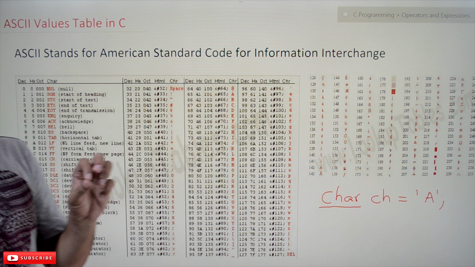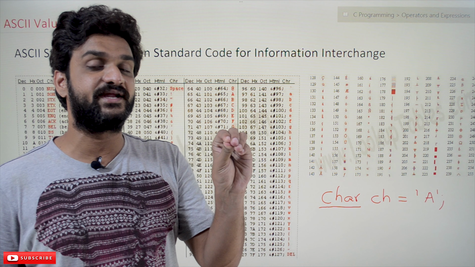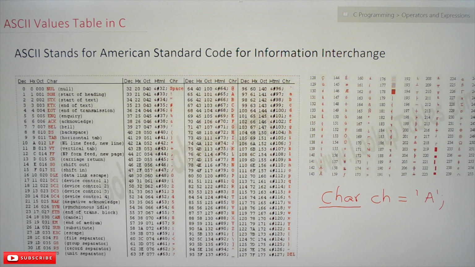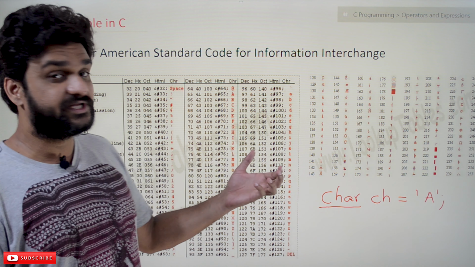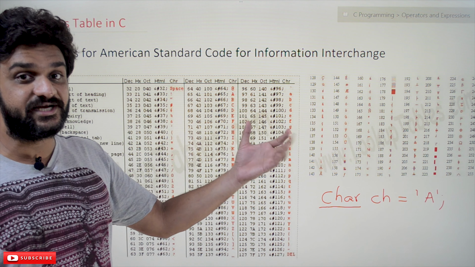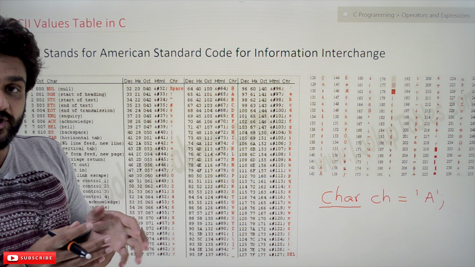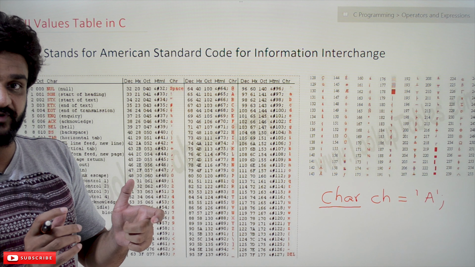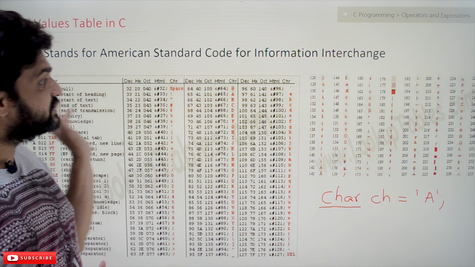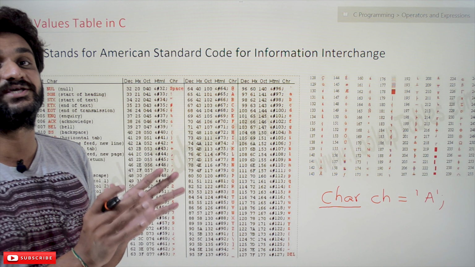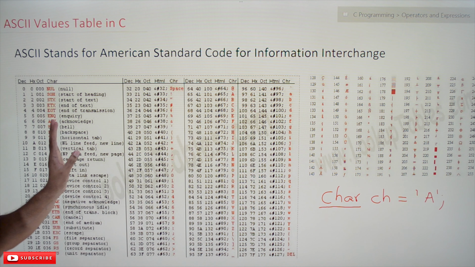Initially the C compiler used only 128 codes, 0 to 127, and later the ASCII table was extended by using 8 bits. Using 7 bits we get 0 to 127. Using 8 bits we get 0 to 255. So a total of 256 ASCII codes are there. So this is the table.